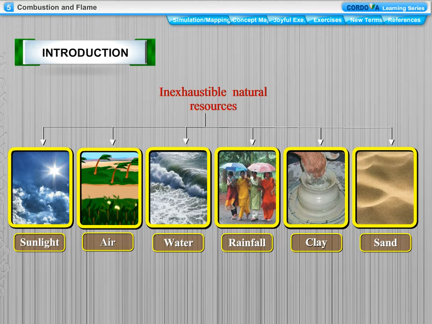Inexhaustible natural resources. These resources are present in unlimited quantity in nature and are not likely to be exhausted by human activities. Examples of these resources are sunlight, air, water, rainfall, clay, sand, etc.